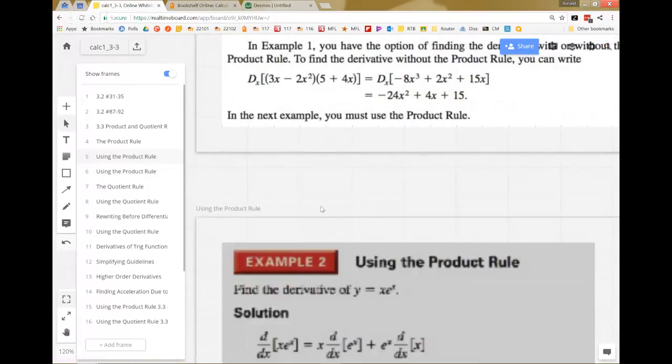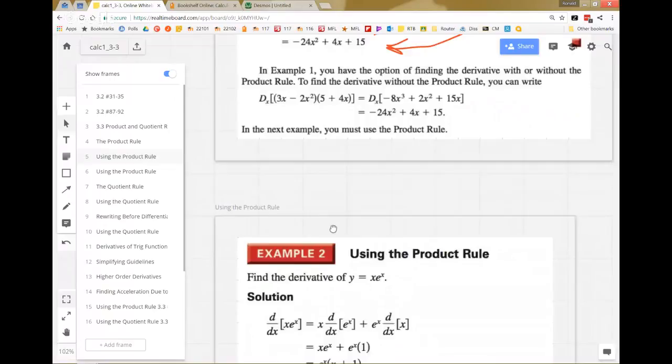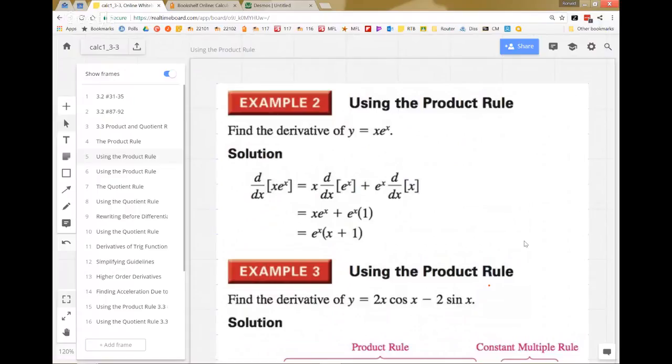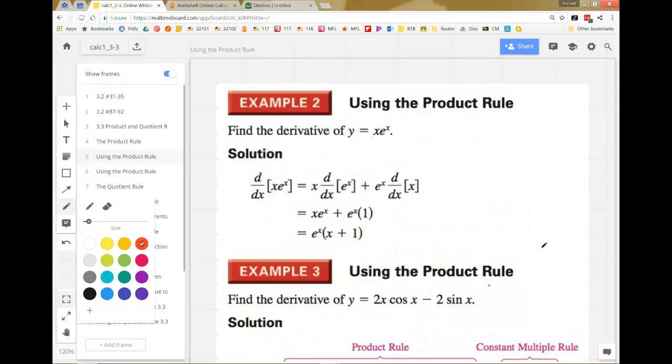So here's an example. You have to use the product rule to do this one. Example 2. y equals x times e to the x. The two things that are being multiplied here are x and e to the x. They are being multiplied, therefore we can use the product rule. So we take the first times the derivative of the second plus the second times the derivative of the first, just using the words of the product rule.